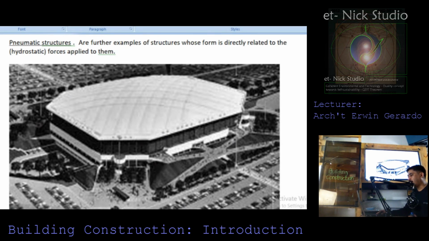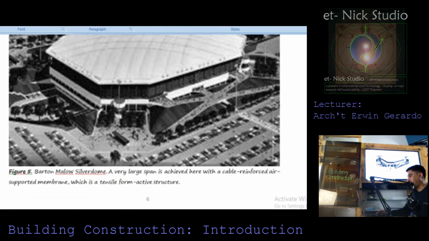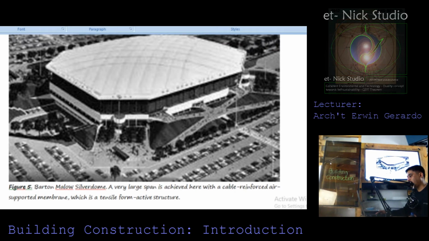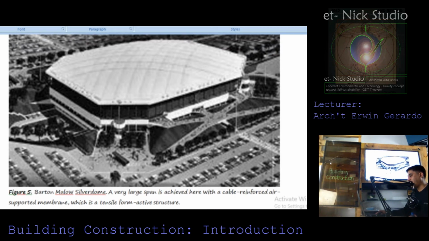Another example is the pneumatic structures, or further examples of structures whose form is directly related to the hydrostatic forces applied to them. Another example of form active structure is found in the Pontiac Silverdome. A very large span is achieved here with a cable reinforced, air supported membrane, which is a tensile form active structure.